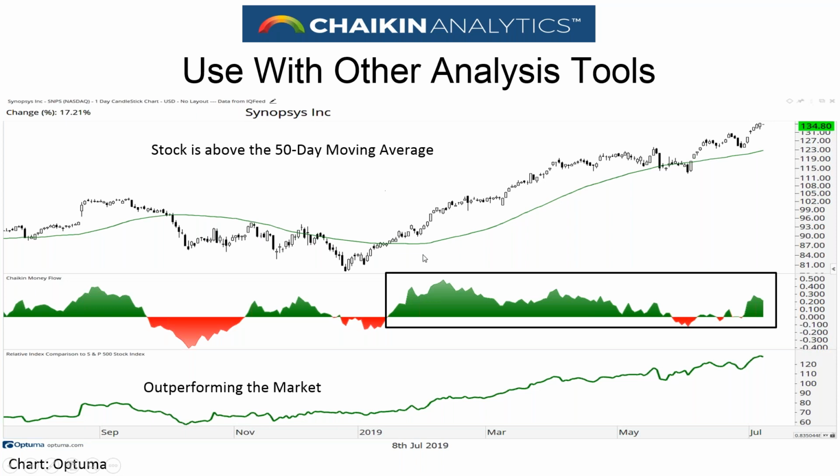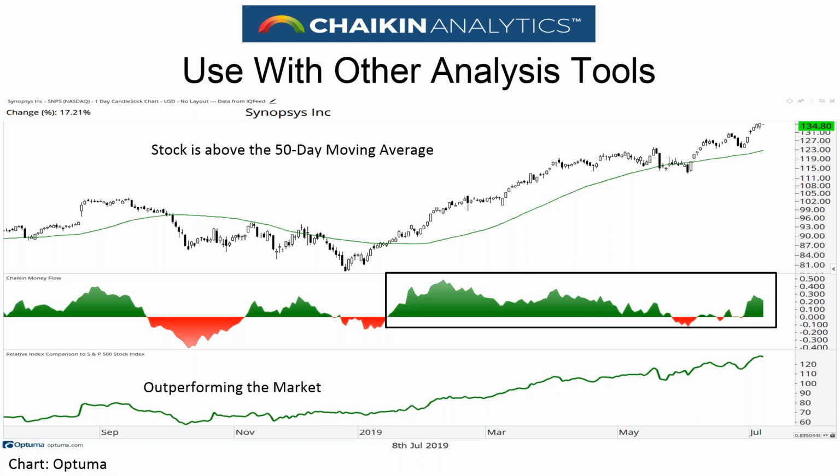Stock is above the 50-day moving average, right? So for all intents and purposes, for this time frame, we can say that the stock is in an uptrend. At the same time, this is just a ratio chart down here. We're looking at Synopsys, the ticker is SNPS, relative to the S&P 500. And when this line is moving higher, it means that Synopsys is outperforming the market. And when that line is moving lower, it means that Synopsys is underperforming the market. So we have a stock in an uptrend that's outperforming the market.